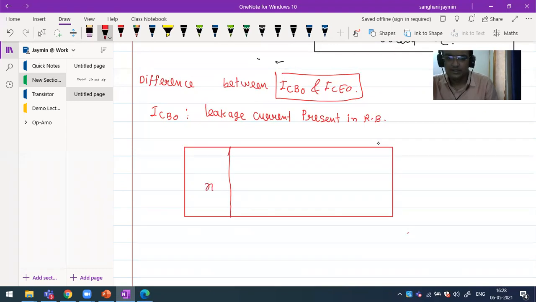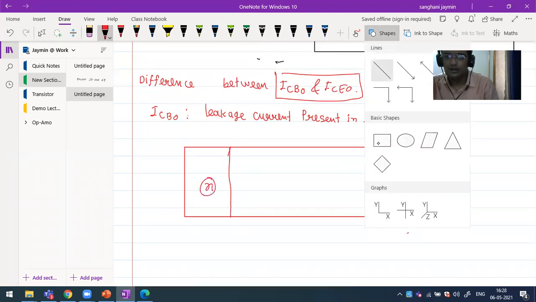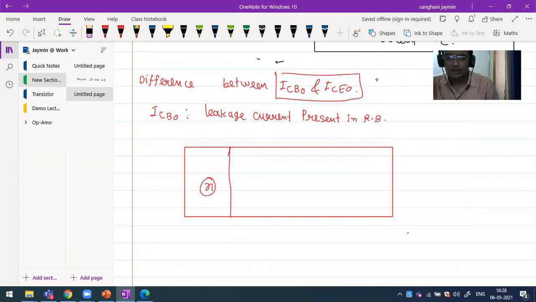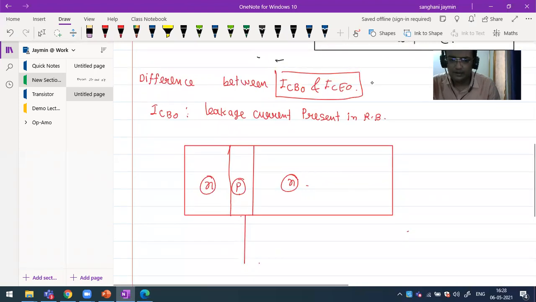See, this is known as N. Now see, this is known as P. This is known as N. Now, what is the meaning of leakage current, that I want to explain here. See this.